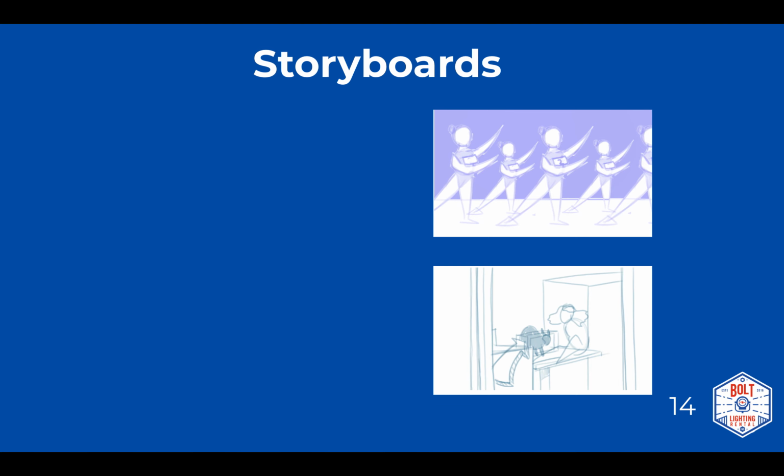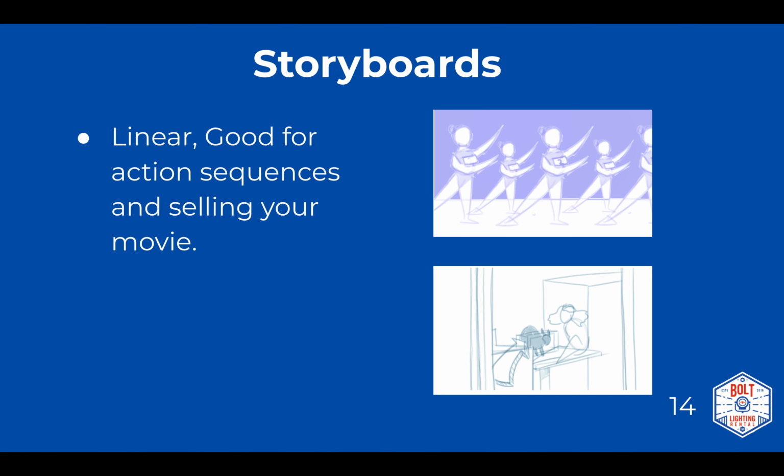Storyboards are another way that you could potentially plan out your scene. They are very linear, which can be really good for action sequences. Basically, they make you think in terms of, okay, we're going to do this shot, then we're going to do this shot, and then we're going to do this shot.